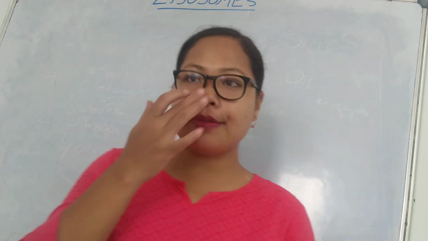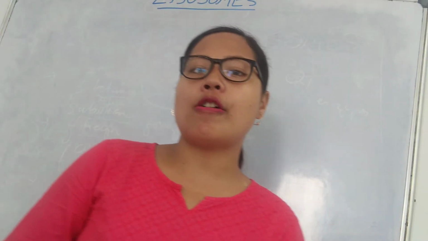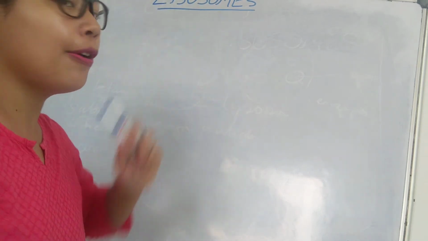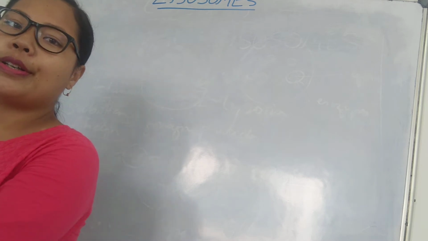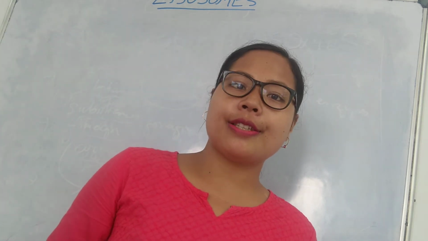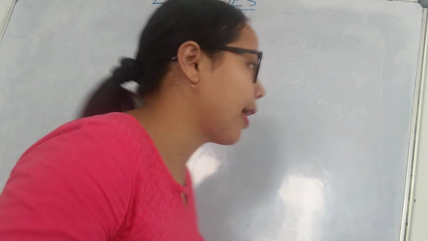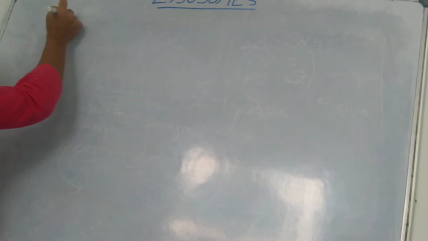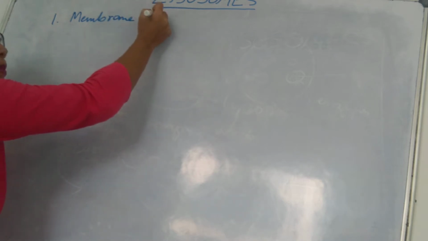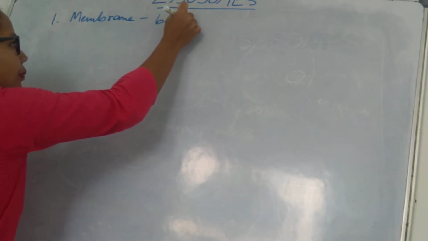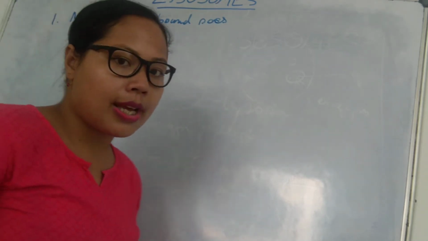In your last class we learned about the Golgi apparatus, and today we'll be learning about another type of cell organelle, that is the lysosome. So let's see what a lysosome is. The first characteristic of lysosomes is that they are membrane bound organelles.